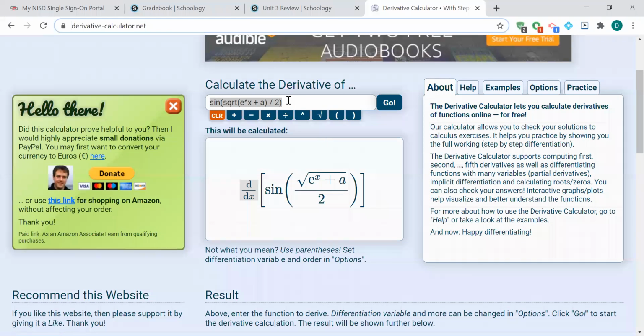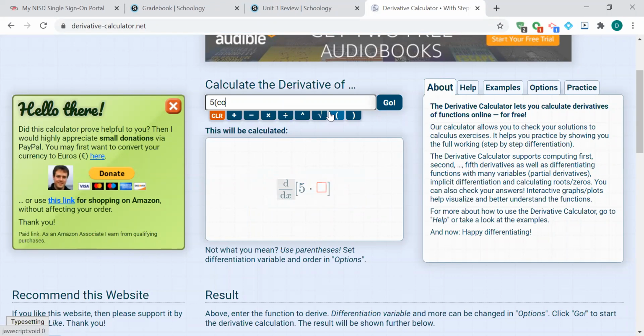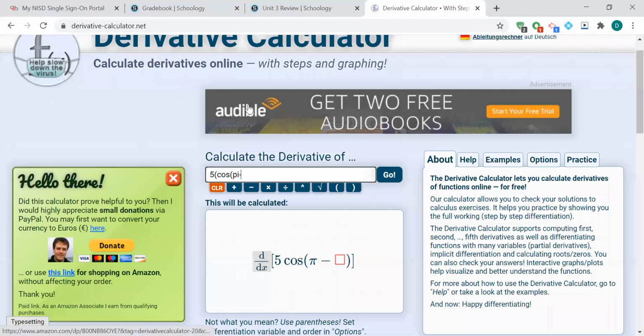So here's your function, right? It was 5 cosine of pi. So in this case, you can't do a pi like that. You have to type in pi. Do you see that? Then minus x, and then the whole thing is raised to the 2nd power. Okay, so do you see how I wrote it? But this is how it's going to recognize it. You have to write the square on the outside.